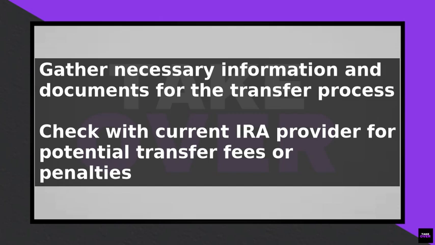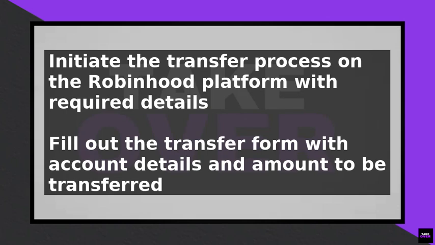After gathering the necessary information, initiate the transfer process on the Robinhood platform. This involves filling out a transfer form and providing the required information and documents. The transfer form will ask for the account details of the existing IRA, as well as the amount to be transferred. It is essential to note that there are two types of IRA transfers: direct transfer and indirect transfer.